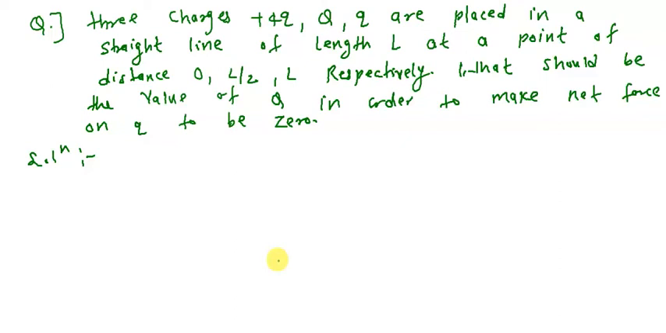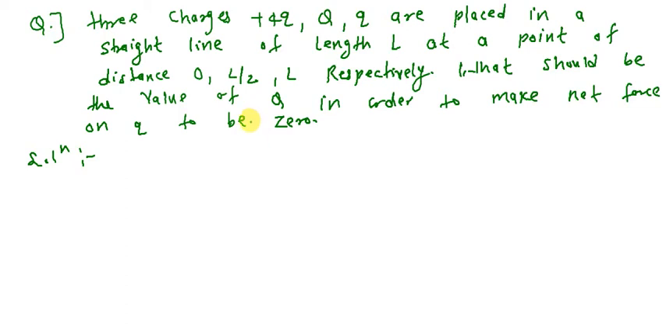Okay, Yuvanshi, so the question you asked me is given on the screen. Three charges, plus 4q (here q is small q), capital Q, and small q, are placed in a straight line of length capital L at points of distance 0, L by 2, and L respectively. What should be the value of Q in order to make the net force on small q to be 0?